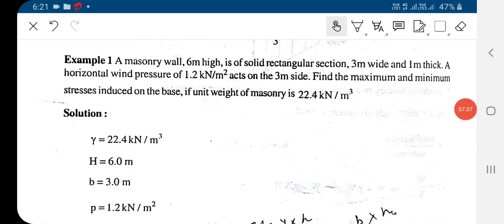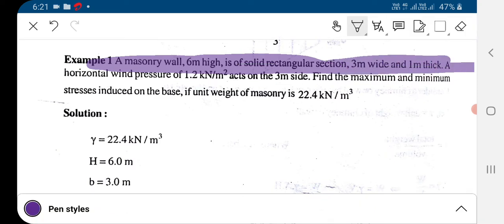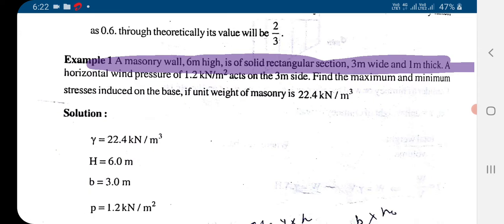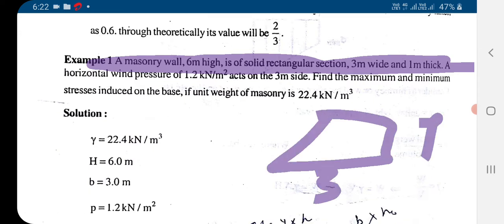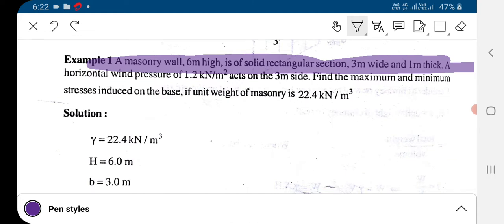Okay, so that is a masonry wall, a 6 meter height of solid rectangular section is given to us, 3 meter wide and 1 meter thick. Okay, the plan dimension is given as 3 meter by 1 meter, and the height of the wall is given to us as 6 meter.